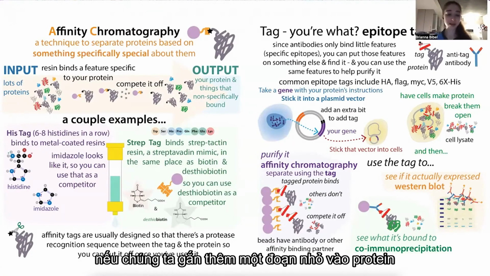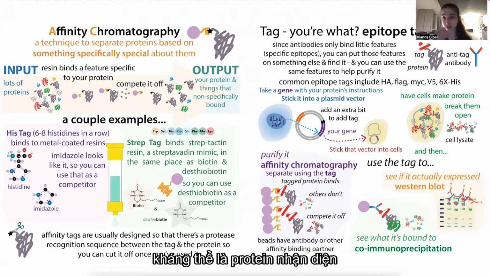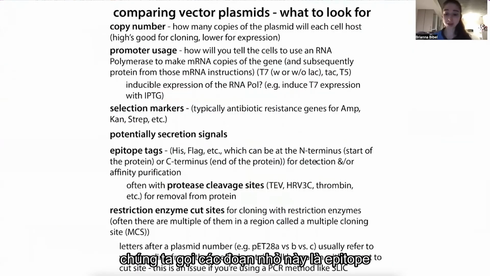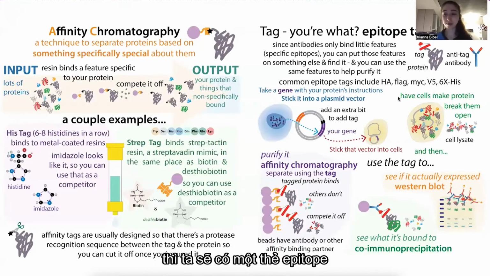And so if we stick a little bit extra on, an antibody is just this little protein that's going to recognize parts of something else. That something else is often a protein, and often it recognizes a little part of a protein, and we call these little parts epitopes. So if we add a little extra onto the end of our protein, then we can get this epitope tag. These include HA, FLAG, MYC, V5, or HIS.